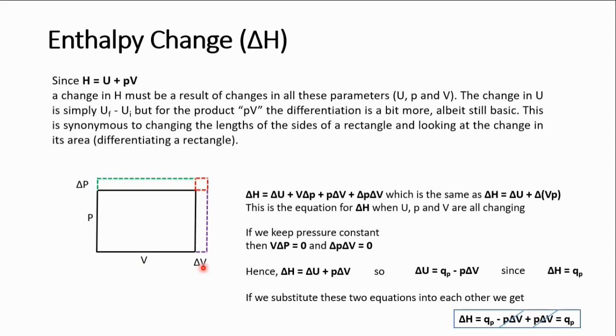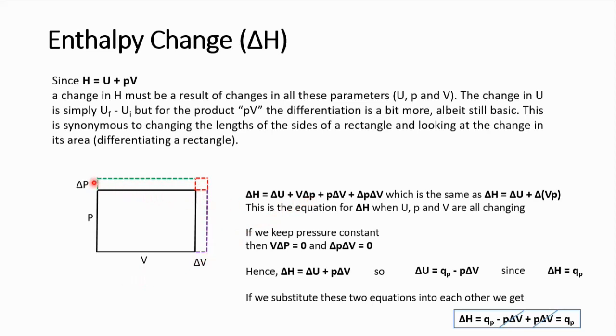However, somebody comes up to you and says, look, what is the overall size of this thing? What is the new size of it? Well, delta H, which is the change in H, is equal to delta U plus V delta P. Because what we want to find is the new area of your rectangle. Now, V delta P.